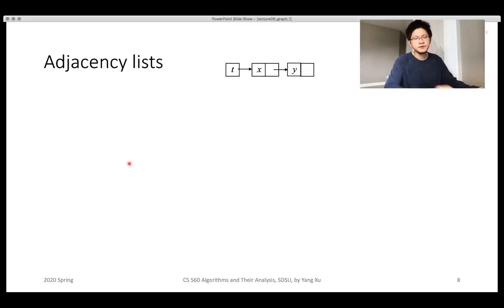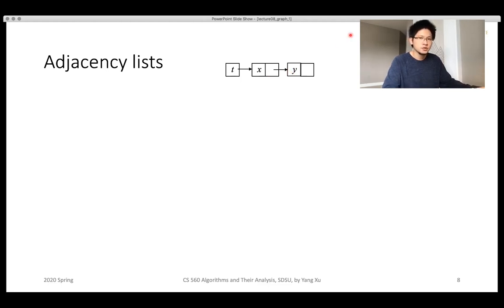Okay, so for the first method, adjacency lists, to implement a graph, we need to use a data structure called a list, or linked list. It is similar to an array, but it has a pointer part in each element. The end of the element is a pointer that points to the next element.